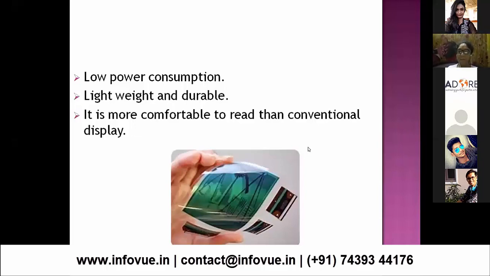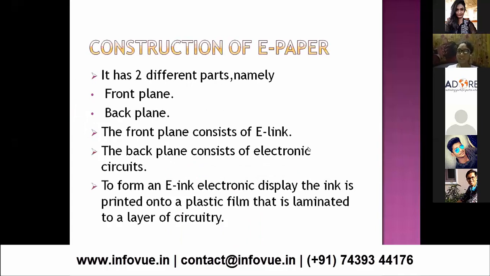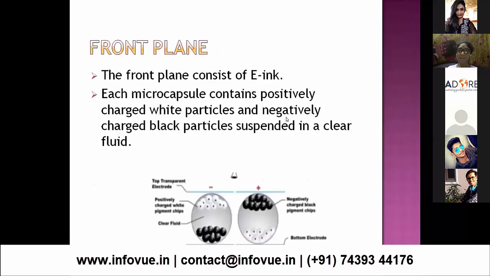Coming to the construction of e-paper, it mainly exists in two parts: the front plane and the back plane. The front plane consists of e-ink and the back plane consists of electronic circuits. The front plane is not as important as the back plane. To form an e-ink electronic display, the ink is printed onto a plastic film that is laminated to a layer of circuitry.